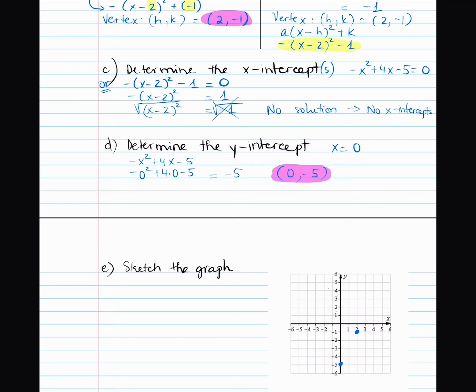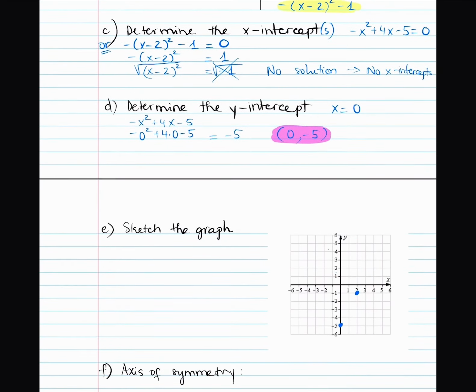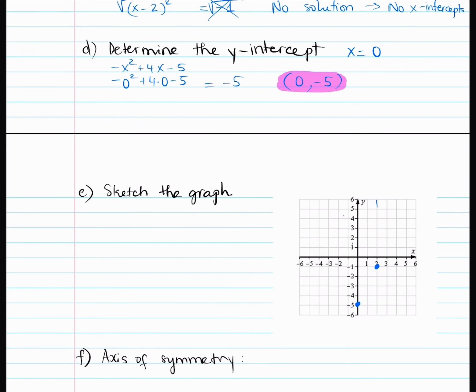Now, what else do we know about this graph? You know that it's going to open downward, which we figured out in part A. We also know that if we draw a vertical line through the vertex, that's going to be the axis of symmetry. That's the line that divides the parabola in exactly half. So we could reflect another point over here on this side of the vertical line. It's a reflection of the y-intercept, the point (0, -5) that you see here. So you get another point.